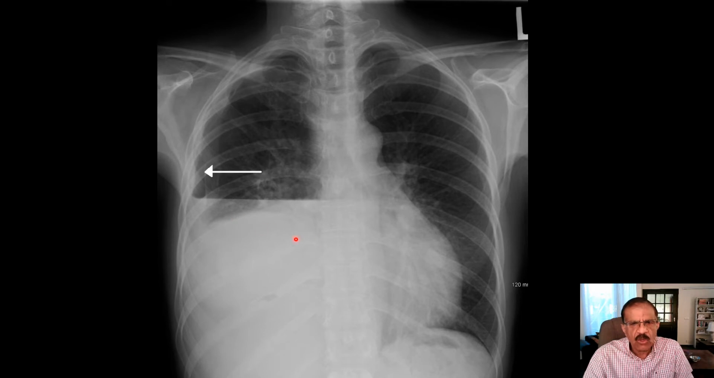So this is called hydro-pneumothorax. This is different than the typical pleural effusion because it has got very, very straight border, and plus you can see the air here.